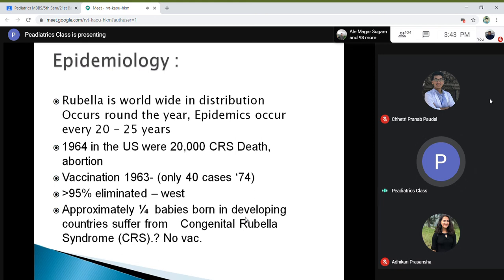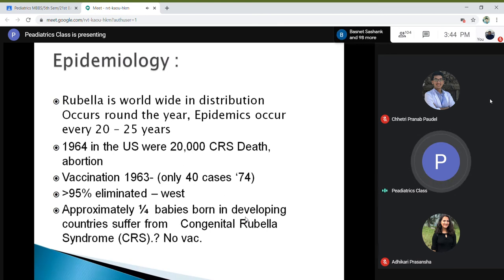So briefly about the epidemiology, it occurs around the year, and epidemics occur every 10 to 15 years. In 1960 in the US, there were 20,000 cases of CRS, meaning congenital rubella syndrome, with death and abortion. Now, thanks to vaccination, by 1974 it came down to only 40 cases. So there was a drastic drop in CRS, congenital rubella syndrome. The person getting infected is not much affected; the problem is with your coming baby, the newborn.